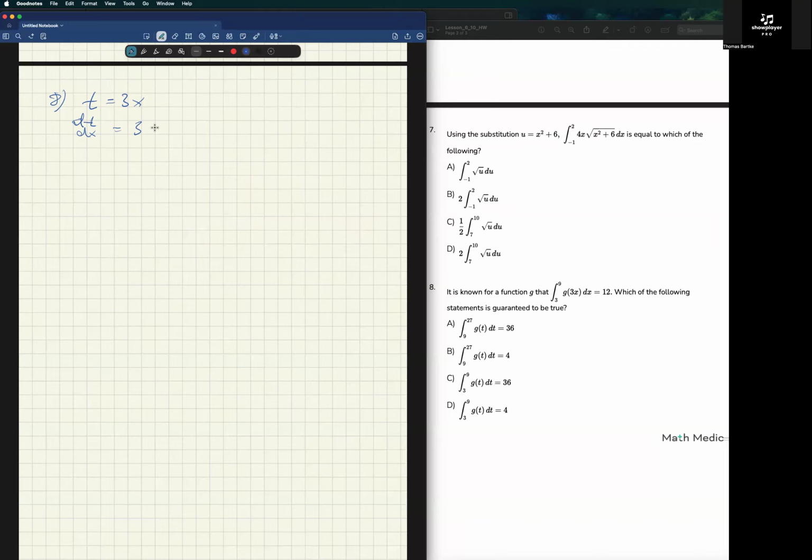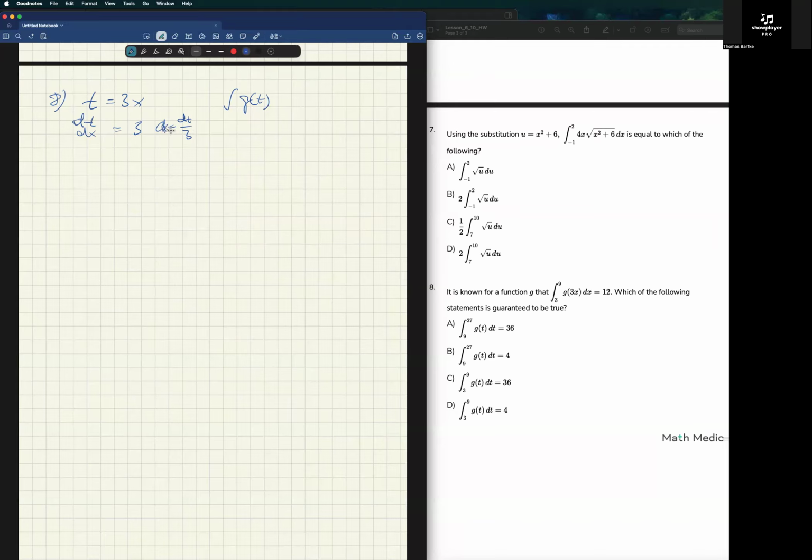So replacing dx will give us dx equals dt over 3. Now if we replace it, we'll get the integral of g of t. I should have done t here. They're trying to confuse us with t substitution instead of u substitution. So g of t, and now where are we?